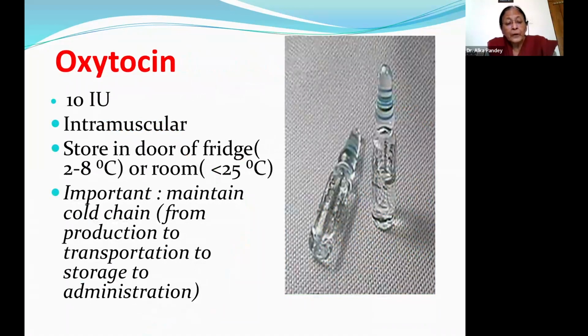Oxytocin, 10 unit intramuscular. It should be stored in fridge at 2 to 8 degrees centigrade temperature or at room temperature less than 25 degrees centigrade. So cold chain has to be maintained from production to transportation to storage and to administration. So this cold chain should not be broken at any one point. Next.